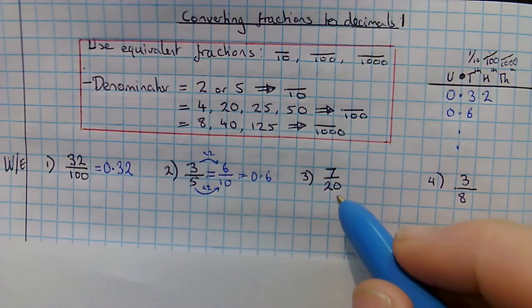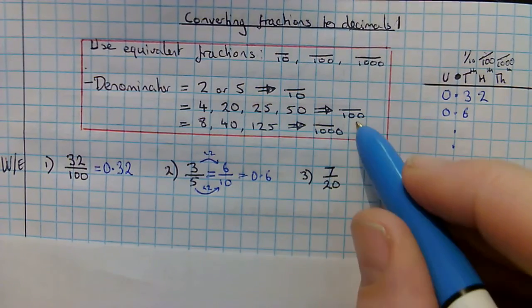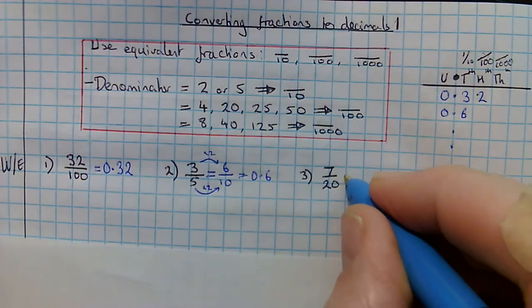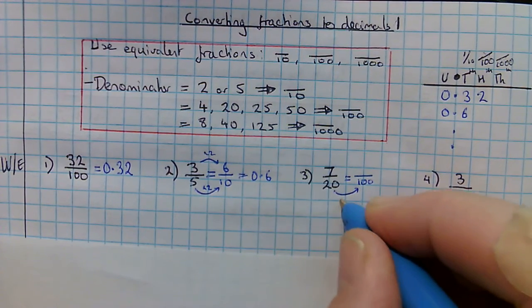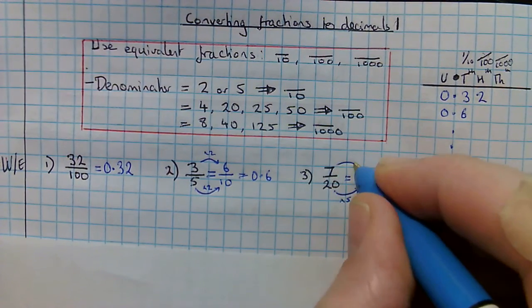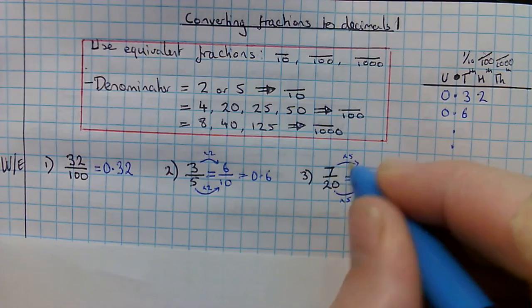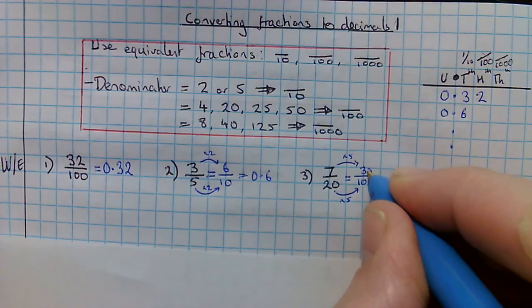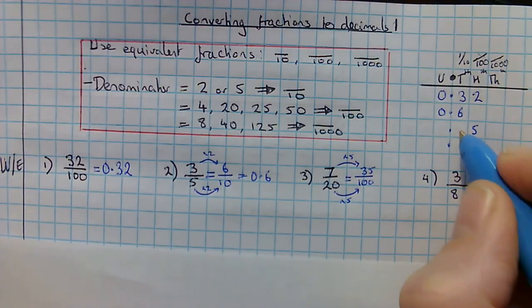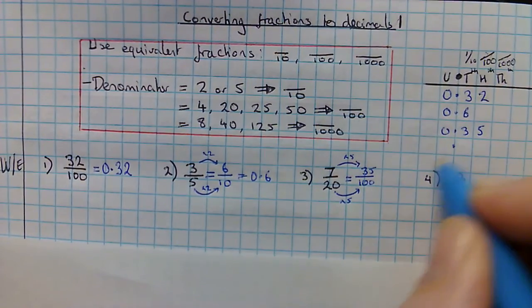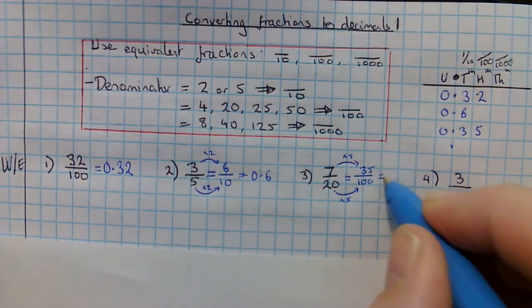7 out of 20. So 20 goes into 100, so I'm going to need to change it to a fraction out of 100. I'm going to need to times by 5, so I'm going to need to times by 5 up here. 7 times 5 is going to give me 35. So again, in my hundredths column, my 5 goes in there, so 35 gives me 0.35.